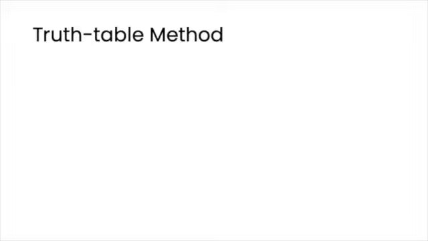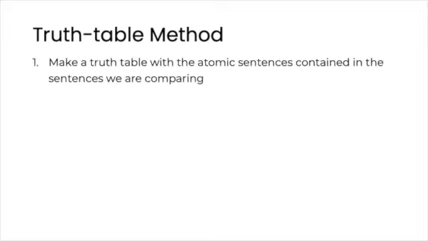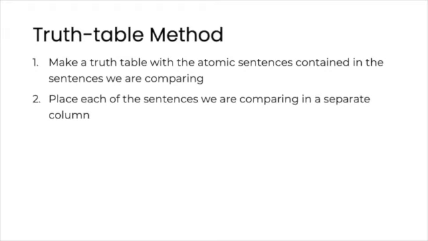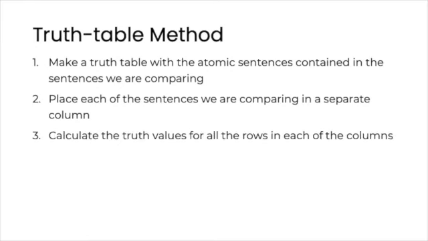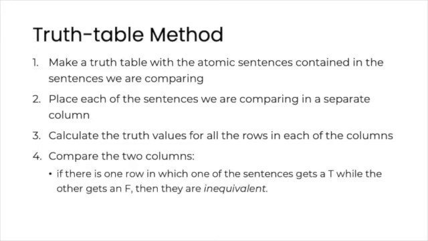These definitions determine a method for showing equivalence and inequivalence between sentences. First, we make a truth table for the atomic sentences contained in the sentences we are comparing. Second, we place each of the sentences we are comparing in a separate column. Third, we calculate the truth values for all the rows in each of the columns. Fourth, and this is the new step, we compare the two columns. If there is at least one row in which one of the sentences gets a T while the other gets an F, then they are inequivalent. Otherwise, they are equivalent.